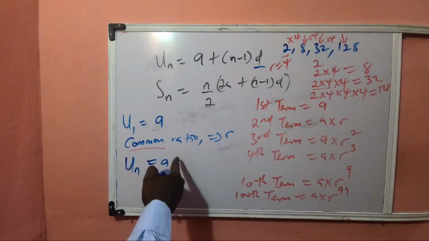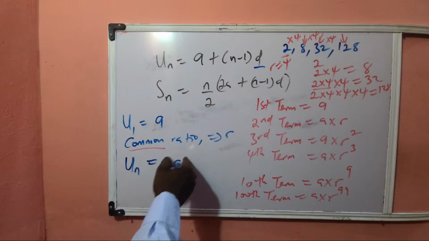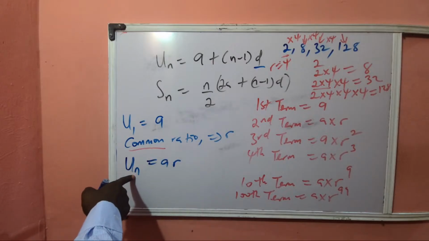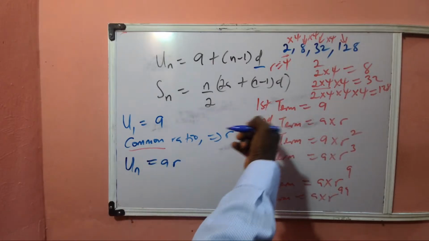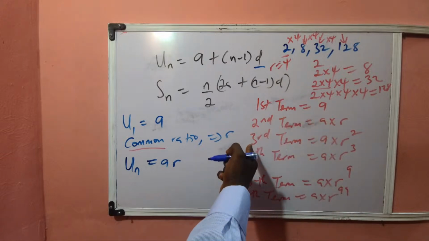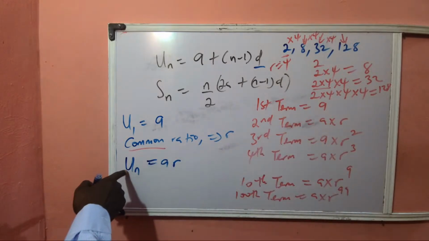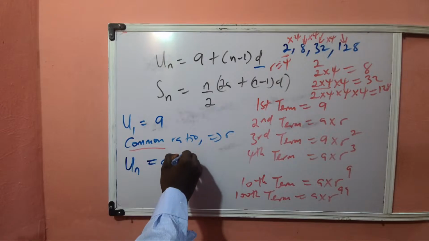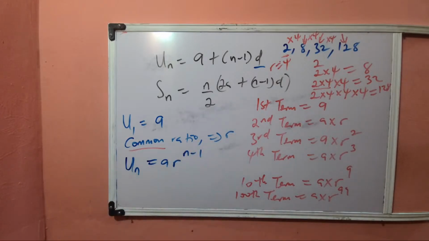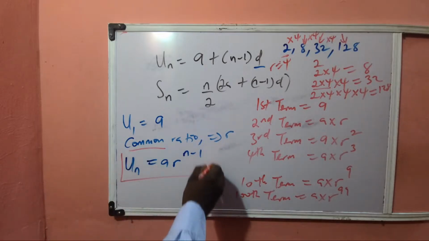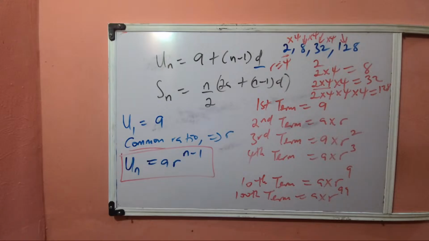Notice the logic. The power is always 1 less than whatever n was. You can see when it was the second term, it was raised to power 1, third term raised to power 2. So Un will be a r to the n minus 1. So this is how we're able to get the general term of a GP. You need to note that this is very important while solving questions.